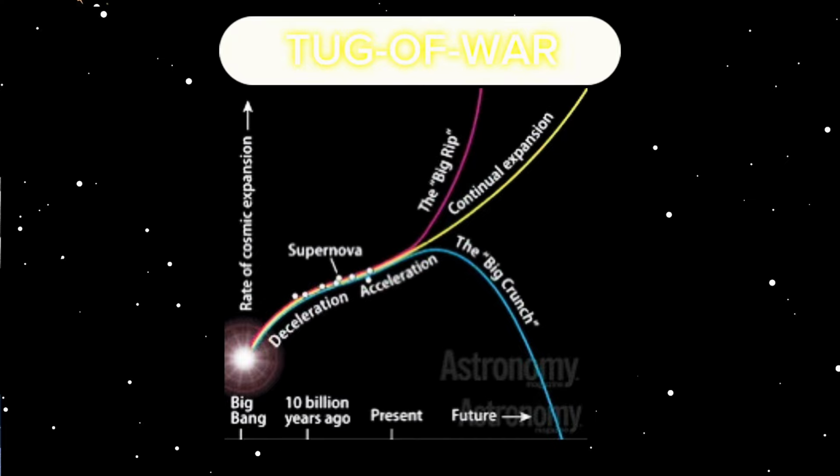Since we know how it started, we have to ask, where is it all going? Now let's move to the future of the cosmos. This graph represents a cosmic tug-of-war. On one side, you have gravity trying to pull everything back together. On the other side, you have dark energy, a mysterious force that is pushing everything apart. The lines you see here show different theories. Will we expand forever, or will gravity eventually win and pull us back?